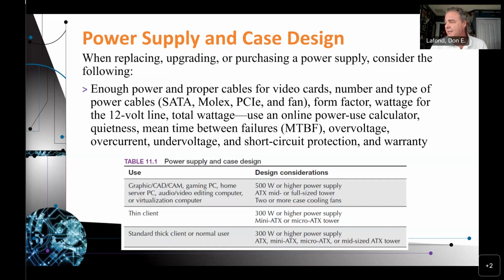Thick client, 300 watts or more, ATX, mini ATX, or micro ATX. Those are sizes of motherboards. Make sure to look that up and have an idea of what size they are. And then the size tower, the tower should be able to fit. Like an ATX tower fits the mini ATX, but it's silly because a mini ATX is really small.